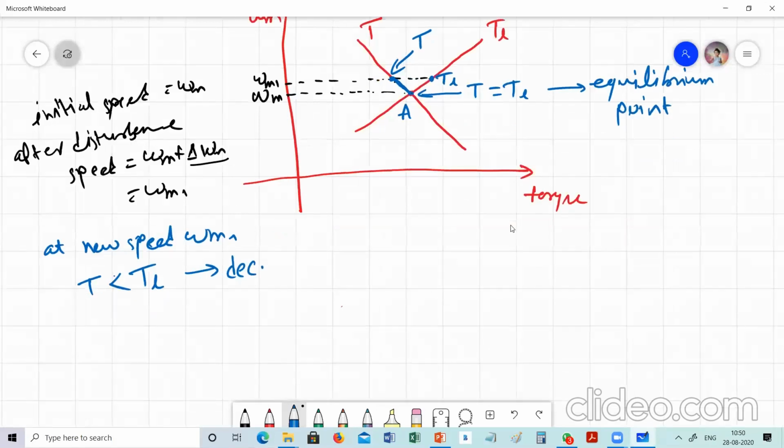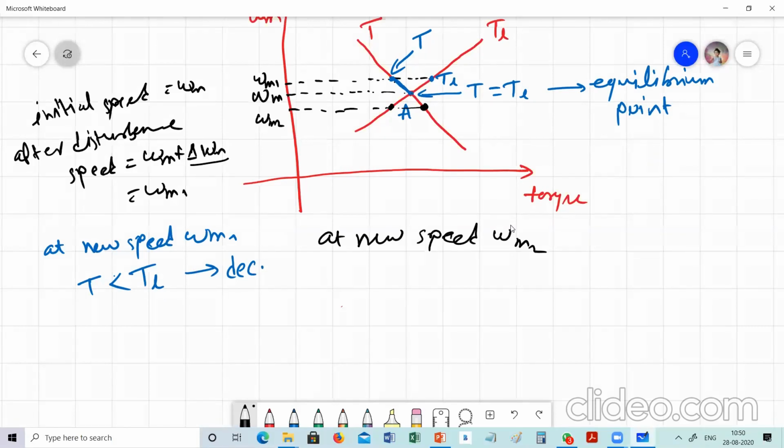Now suppose because of some disturbance the speed is decreased, and the speed becomes equal to omega m2. At this new speed omega m2, what you can observe: this is the graph of motor torque, and this is the graph of load torque.